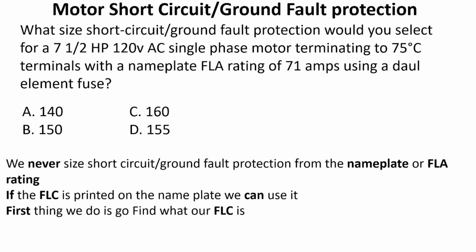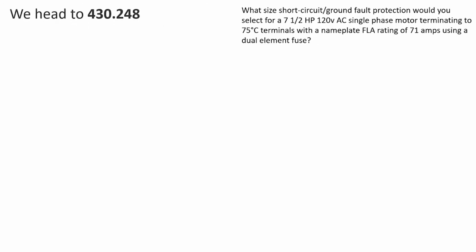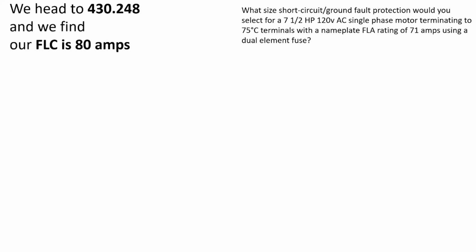First thing we want to do is find out what our FLC is. So we head to our FLC table using our FLC tab. In this case, we're dealing with single phase, so we're going to go to 430.248. We find that our FLC for a 7.5 horsepower, 120 volt single phase motor is going to be 80 amps.